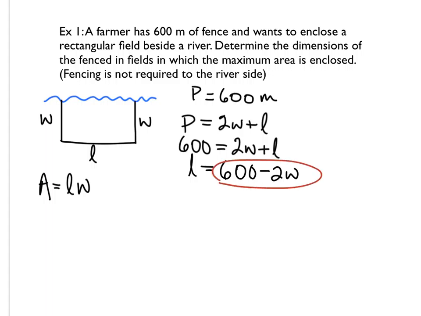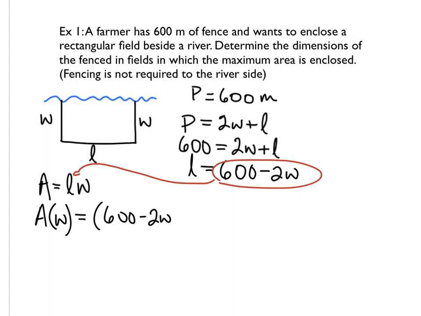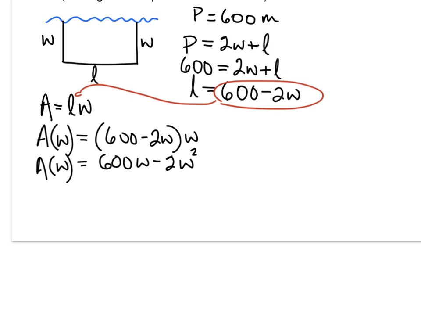Then we substitute L into the area equation, just like we did with systems of equations. So A with respect to w is going to be equal to 600 minus 2w, which is essentially L, times w. Expanding this, we get 600w minus 2w squared.